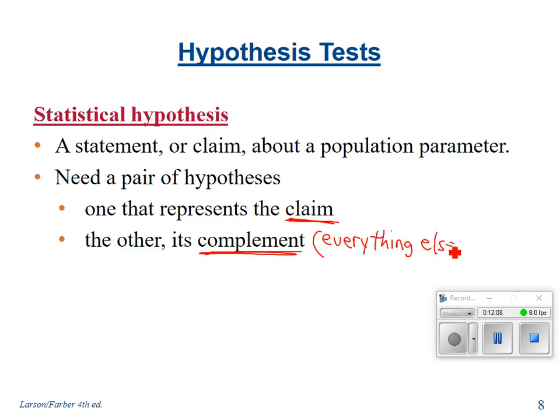It's like when we were doing probabilities a few chapters ago, and the probability of rolling a 5 on a die is 1 out of 6. Well, the probability of not rolling a 5 on a die then is everything else, which would be 5 out of 6. That's sort of the same thing here. It's got to be where you have two possible outcomes. It's either true or it's false. It's either correct or it's incorrect.